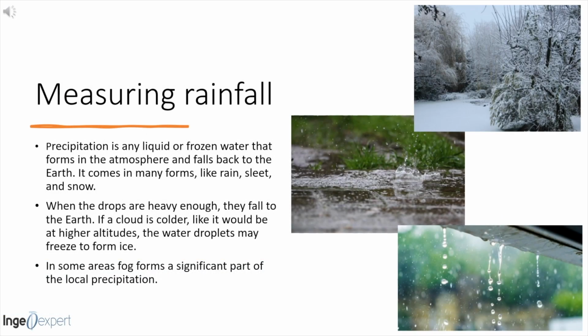Strictly speaking, precipitation is any liquid or frozen water that forms in the atmosphere and falls down to the earth, and it comes in many forms such as rain, sleet, snow, but it also includes mist and fog. When the raindrops coalesce and become heavy enough, they fall to earth, and when the clouds are high enough, the rain freezes to form snow or hail. In some areas of the planet where there is limited rainfall, the main source of precipitation is fog.